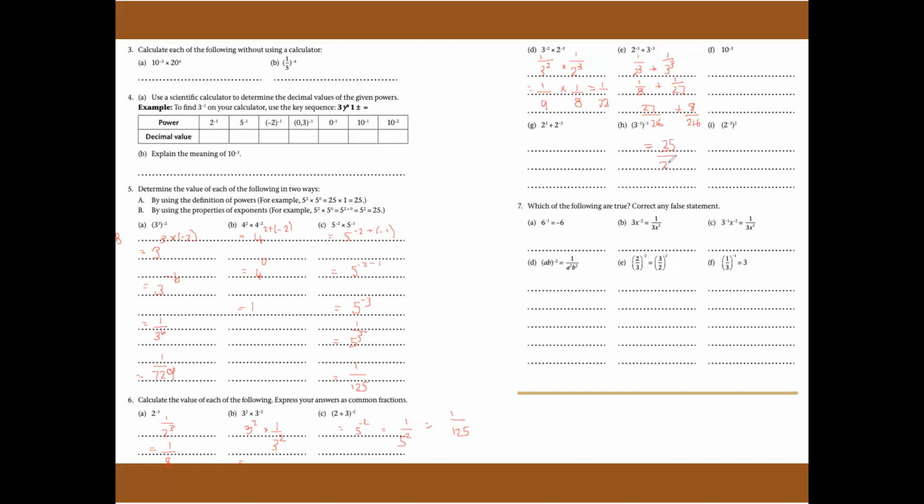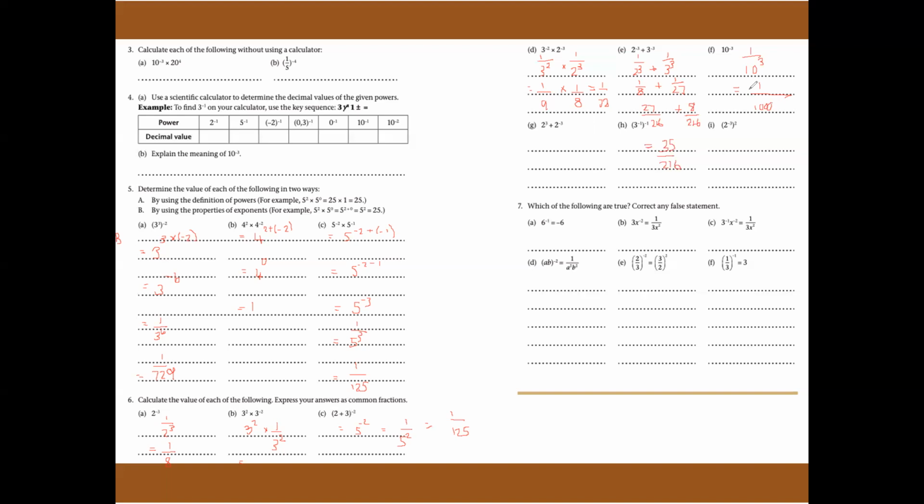Over 216. Then you have to see, can it be simplified any further? And no, it can't. So then that is your final answer. This one over here, all that you do, you invert it. And 10 to the power of 3 is 1,000. That is then your final answer.